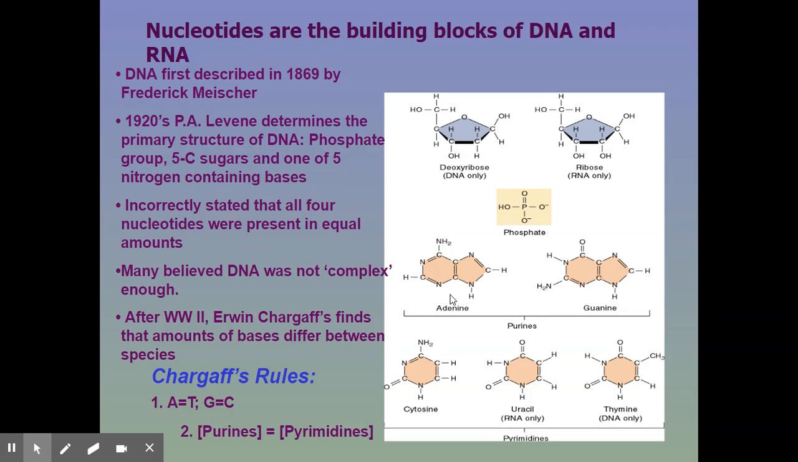Okay, they weren't the same ratios across species, but in each individual species, adenine always equaled thymine, and guanine always equaled cytosine.